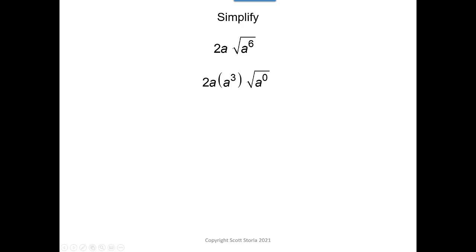Now recall from the exponent rules that if we have a non-zero base with an exponent of 0, that's really 1, and the square root of 1 is 1. And if our product has a factor of 1, we don't really need to include that. So once we add the exponents here, 1 and 3 is 4, we'll have 2a to the 4th.